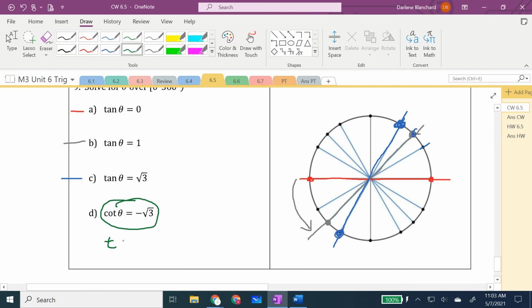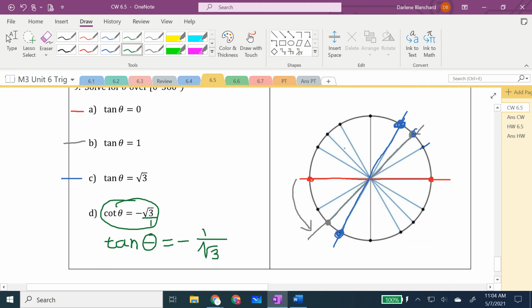Now, I will tell you that when I run into cotangent, I prefer to just right away reciprocate it. Reciprocal of cotangent is tangent. And negative root 3 is the same thing as negative root 3 over 1. The reciprocal of negative root 3 over 1 is negative 1 over root 3. So I can actually just immediately change it over to tangent.